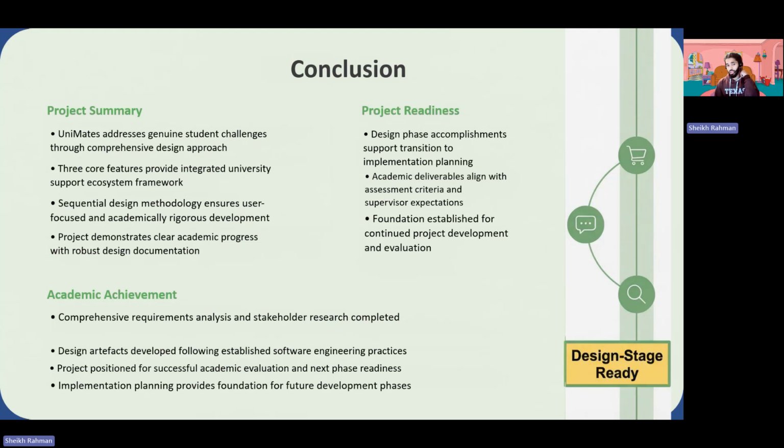And in conclusion, Unimates addresses genuine student challenges by providing an integrated mobile platform for student academic and social support. The project demonstrates strong academic progress through structured requirement analysis, stakeholder research, and system modeling. The design phase has established a solid foundation for future implementation, testing, and evaluation.